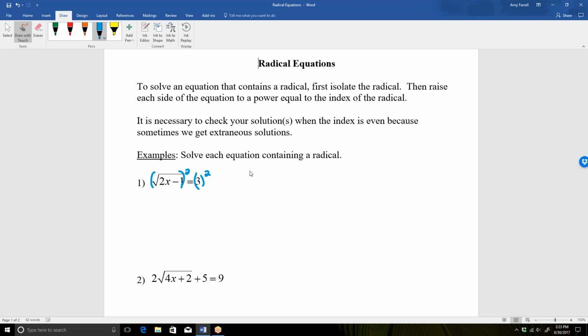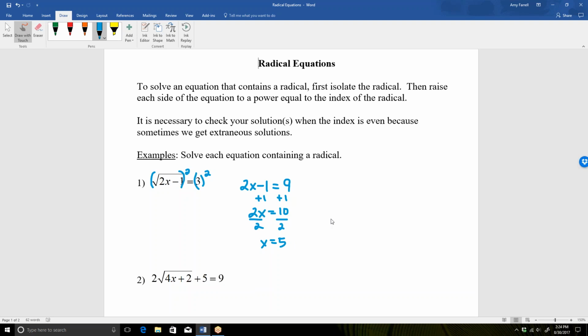Now, I didn't have to worry about isolating the radical. It was already by itself on the left-hand side of the equation. After squaring both sides, well, when we square a square root, we just get the radicand. Squaring a square root takes care of that, or removes the square root from the equation. We're also going to square 3, and we get 9. From here, we just solve. It's just a two-step equation here. So 2x equals 10, and x equals 5.